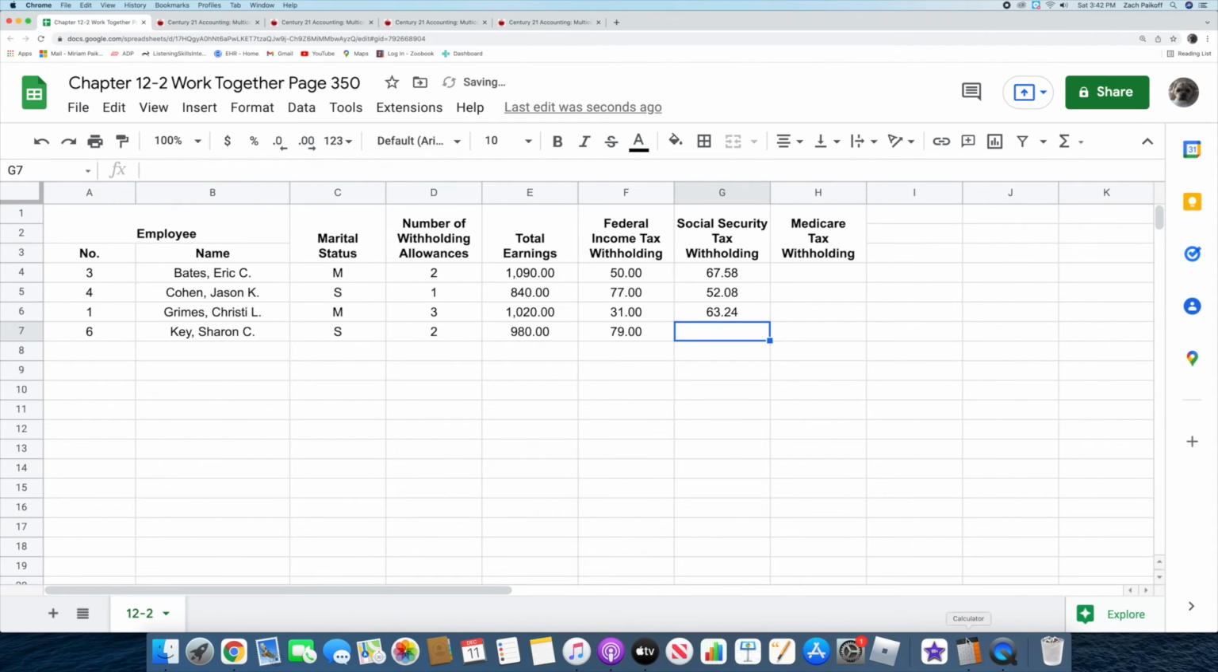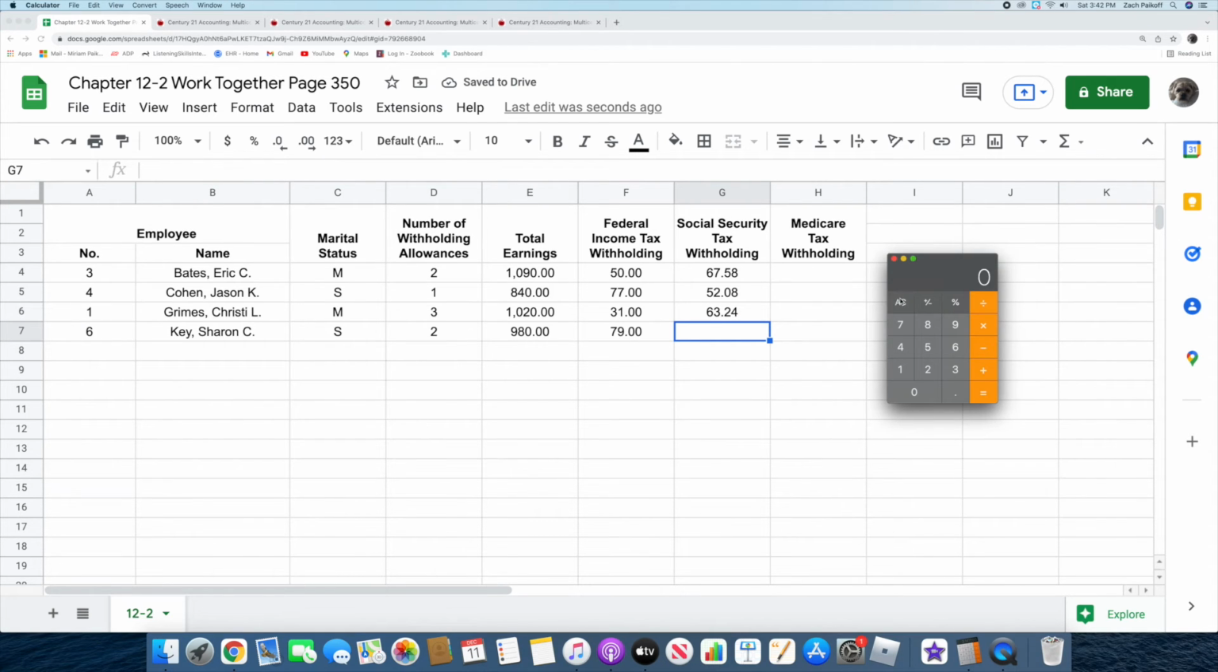And lastly, if we take the $980 and multiply it times 6.2%, that will give us the amount, which is $60.76.